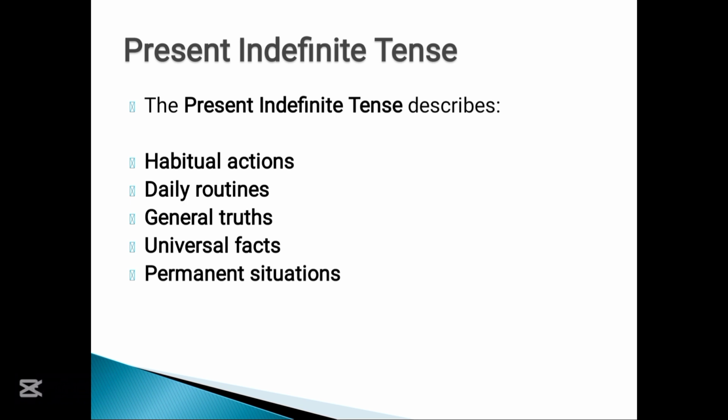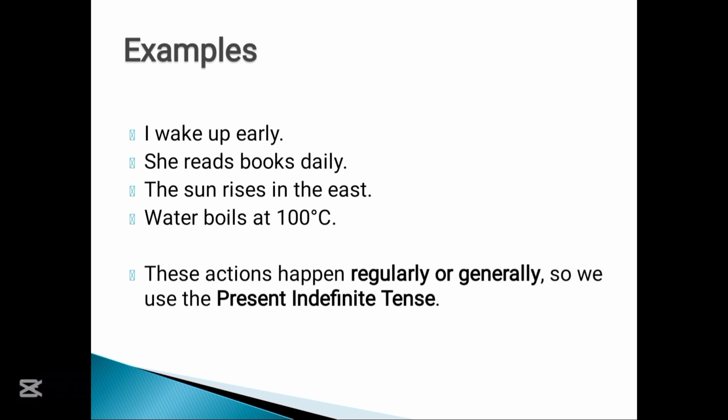Now we're going to move toward our major topic, the present indefinite tense. The present indefinite tense describes habitual actions, daily routines, general truths, universal facts, and permanent situations. Now we have a couple of examples right here. I wake up early. She reads books daily. The sun rises in the east. Water boils at 100 degrees centigrade. These actions happen regularly or generally, so we use the present indefinite tense.